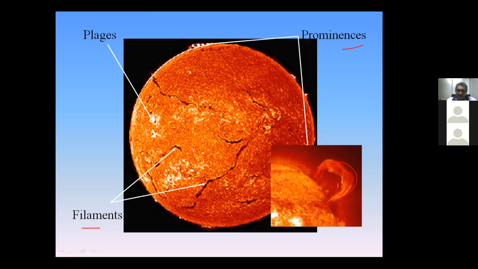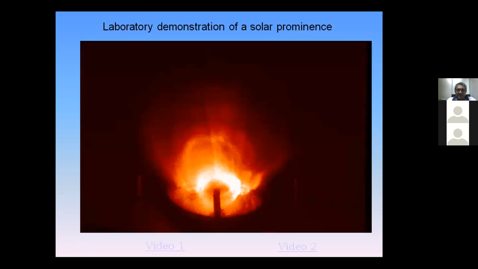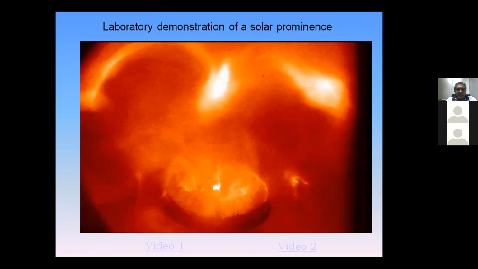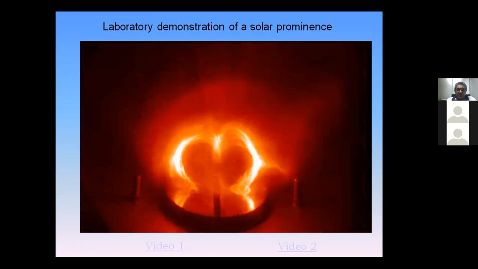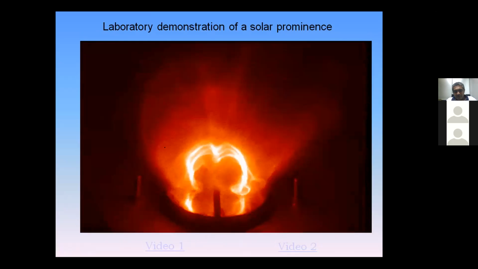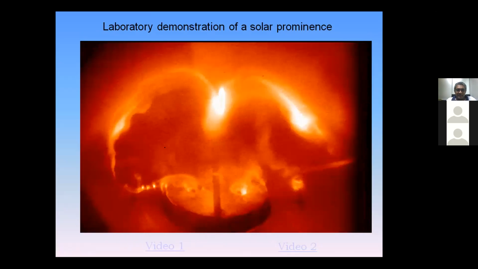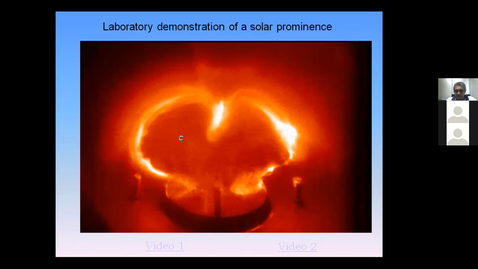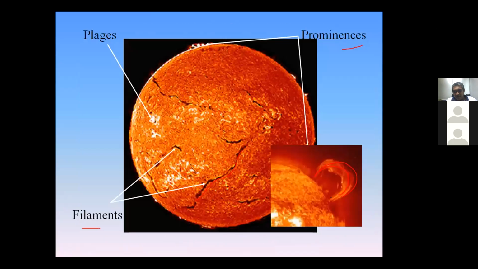Otherwise, they are the same activity, but the way you look at it, we identify it as a different structure. So this is a laboratory demonstration of a solar prominence, right? Actually, this is not a solar prominence. Rather, it can be called a solar flare. If you look at a prominence, it can hang for a long time, like a lifetime of maybe a few days, right?